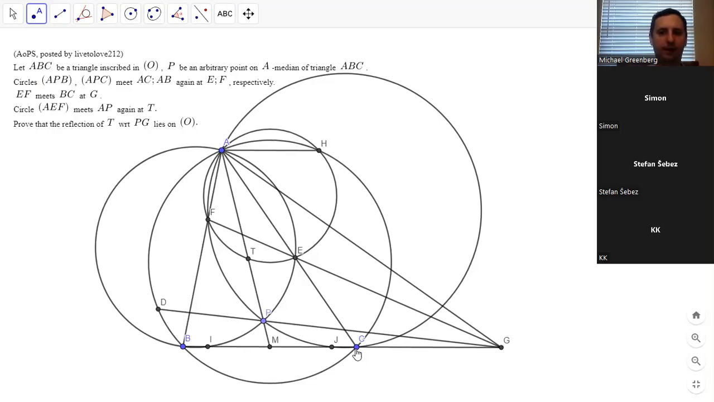Do you think we still need that parallel to do the angle chase, or we might not even need that? Yeah, we need the parallel, but after we have that, I think it's an angle chase. Because we know that the tangents at T and H concur on EF, but we don't know that they concur at point G necessarily. That's what we're trying to prove.